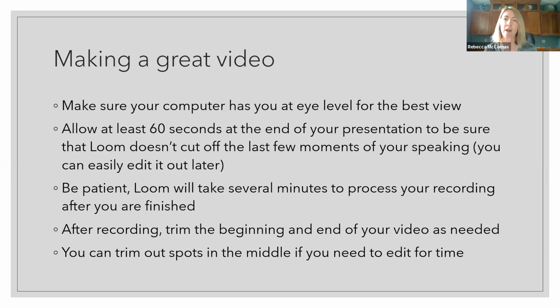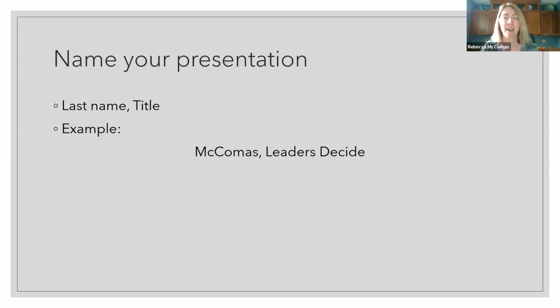After recording, no matter what software you happen to be using, do trim off the beginning and the end to tighten it up and make sure that it's edited for the best length. You can also trim out spots in the middle if you need to edit for time. Let's say you made your recording and it took you 2 or 3 minutes longer than it should have. You can always edit out a section in the middle with one slide, for example, if that one took you longer than some of the others, or maybe it wasn't as important.